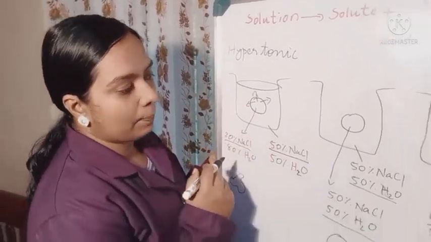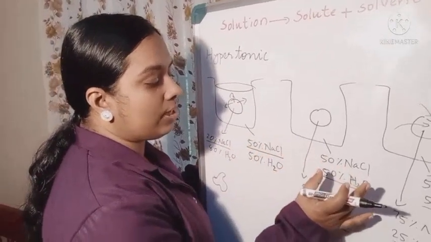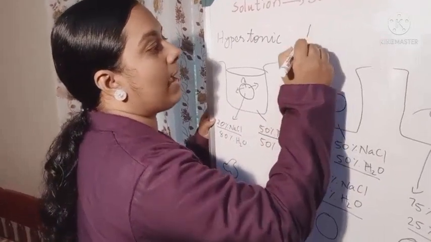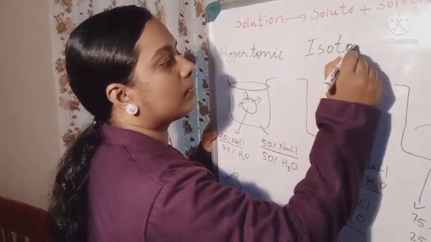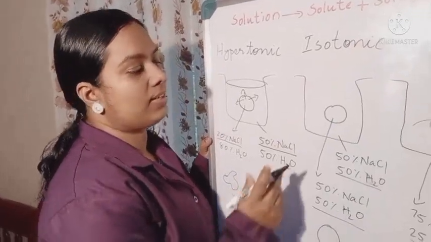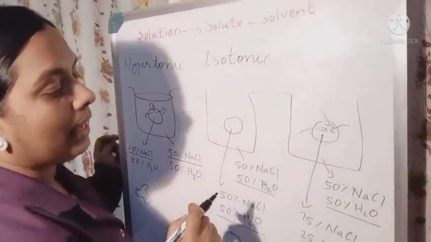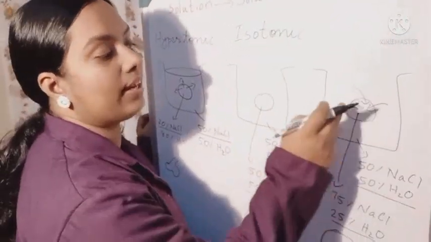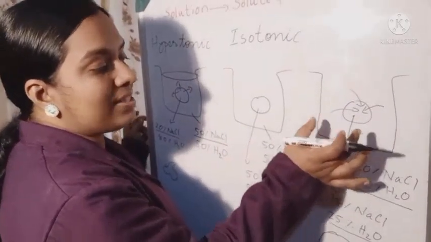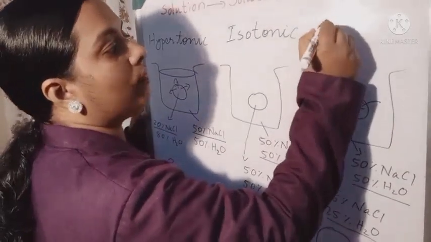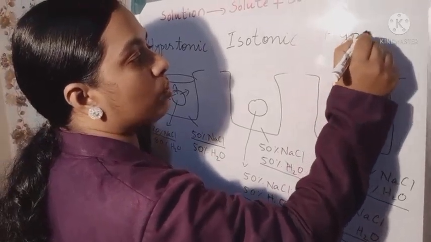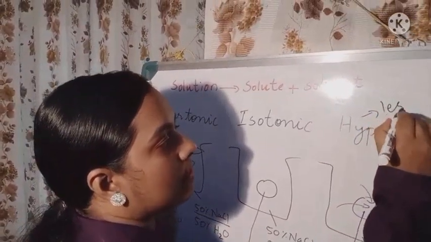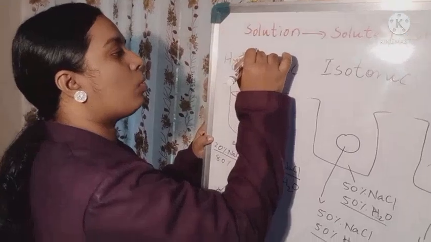Now let's see. If the salt concentration is equal to the cell, this kind of solution we can say isotonic. Iso means similar. It is equal. But here the salt concentration is less in the solution, high inside the cell. So the salt concentration is less. That type of solution we can say hypotonic solution. Hypo means less. Hyper means more.